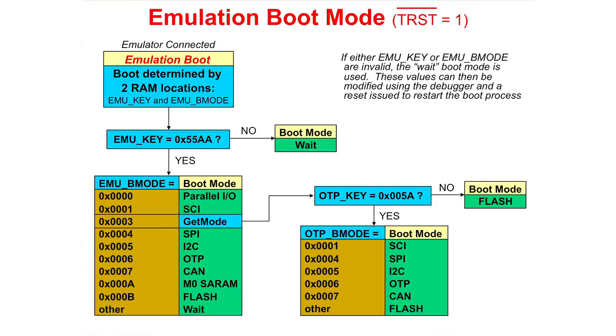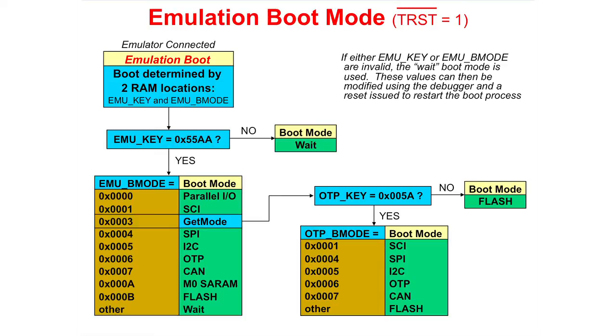In emulation boot mode, first the EMU_KEY register is checked to see if it has a hex value of 55AA. If either EMU_KEY or EMU_BMODE are invalid, the wait boot mode is used. These values can then be modified using the debugger and a reset issued to restart the boot process. This can be considered the default on power-up. At this point, you would like the device to wait until given a boot mode.